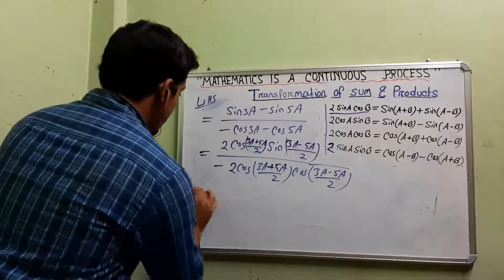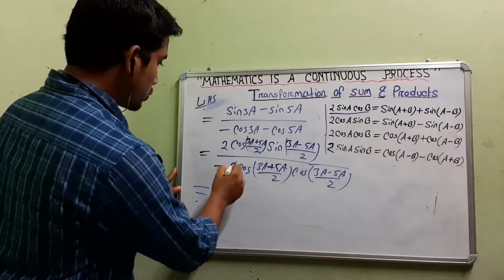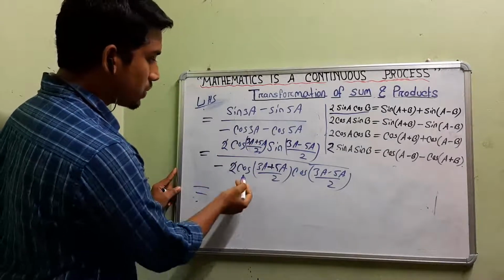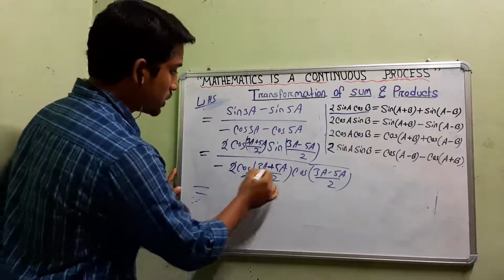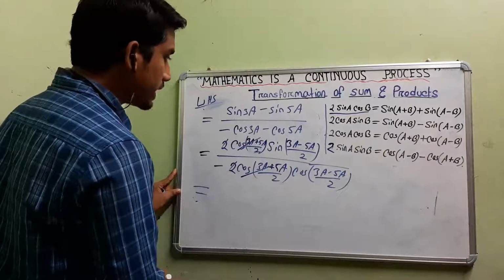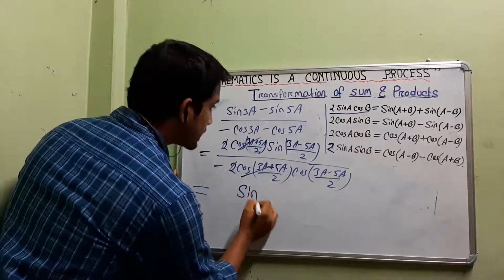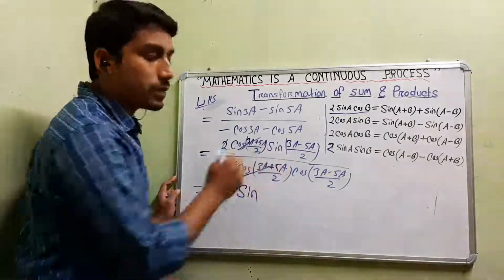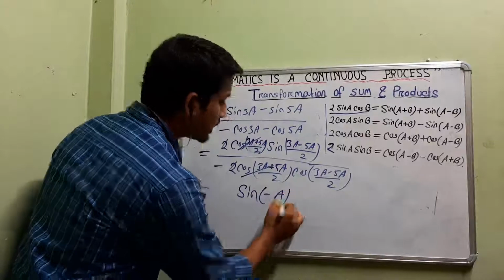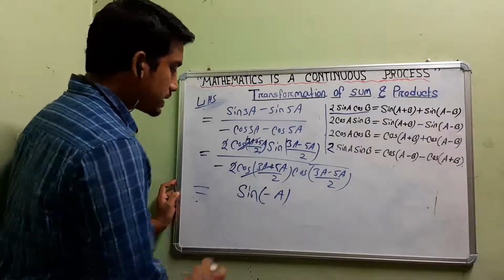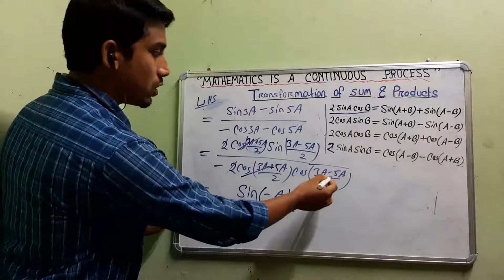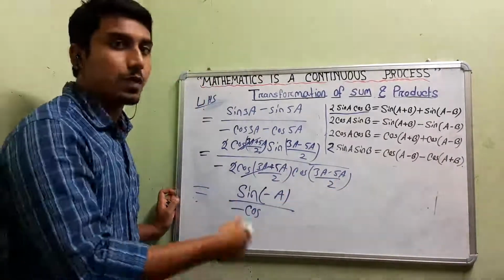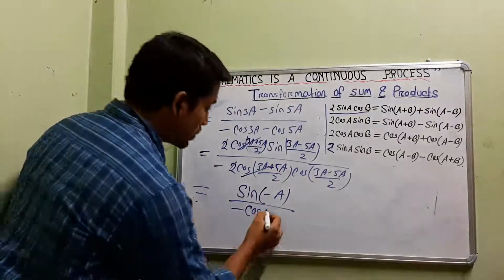Now what we can see here is this 2 got cancelled. You see this one is also cos of 3a plus 5a by 2, this one also cos of 3a plus 5a by 2, so these will also get cancelled. So what is remaining in the numerator? Sin of 3a minus 5a will give you minus 2a. Minus 2a divided by 2 will be minus a, isn't it? Sin minus a divided by, what is remaining there? Cos of 3a minus 5a, that means minus 2a. Minus 2a divided by 2, so again minus a.